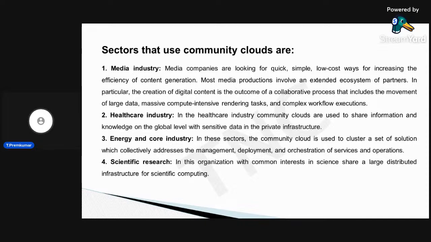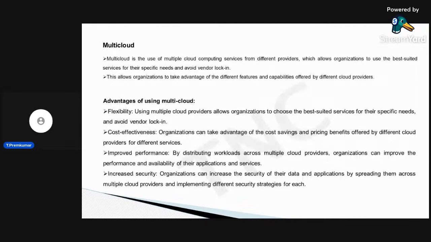In the healthcare industry, community clouds are used to share the information and knowledge on the global level with sensitive data in the private infrastructure. In the case of energy and core industries, the community cloud is used to cluster a set of solutions which collectively addresses the management, deployment, and the other services and operations. In scientific research, organizations with common interest in science share a large distributed infrastructure for scientific computing.